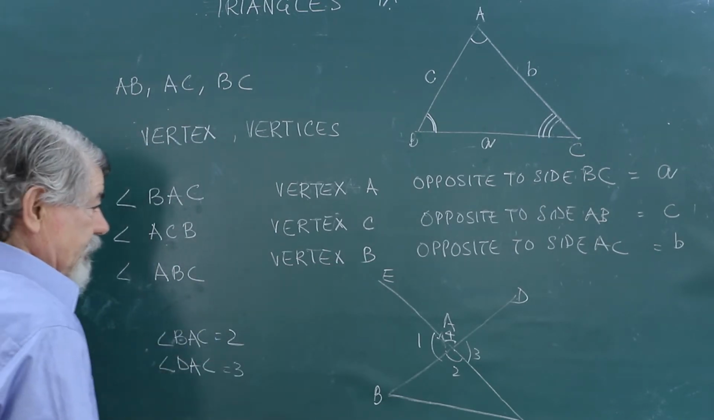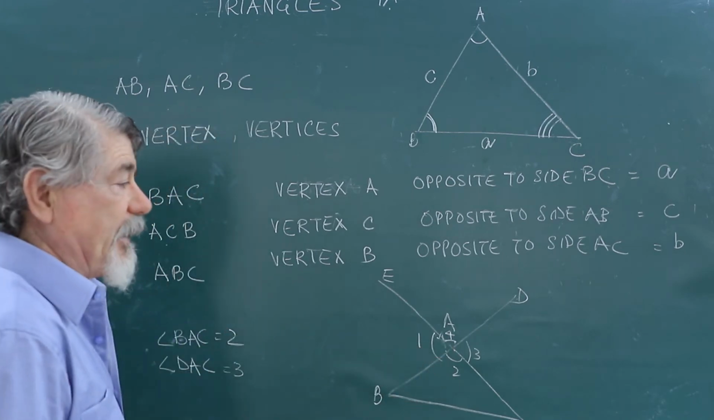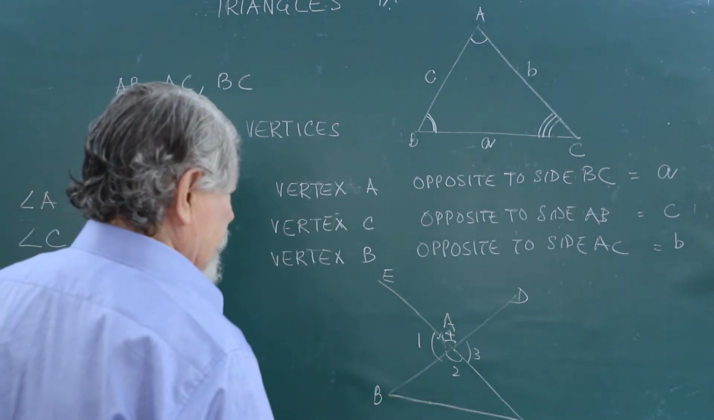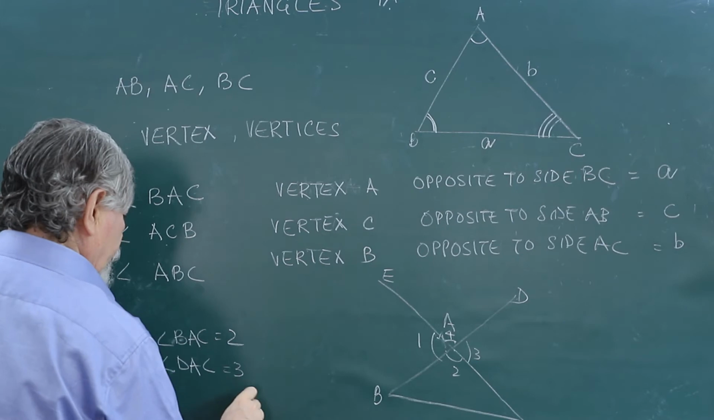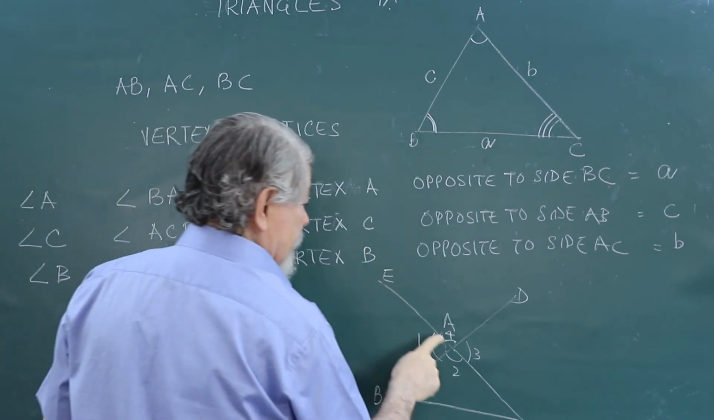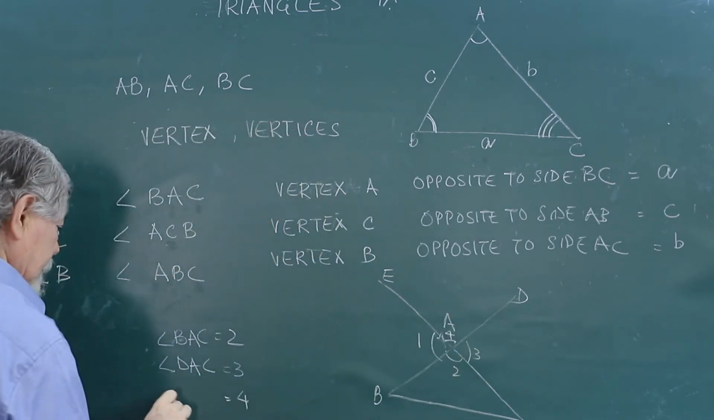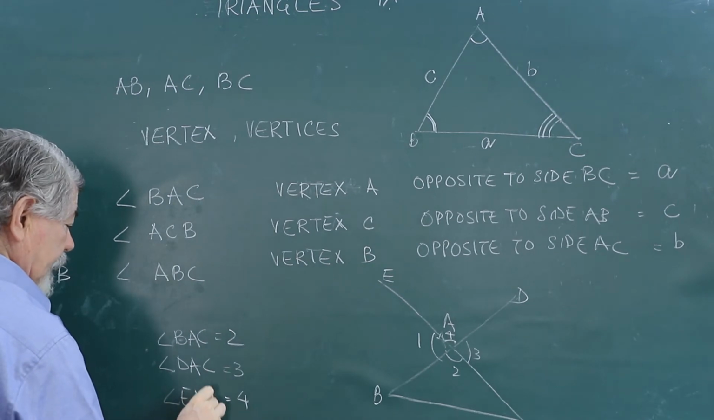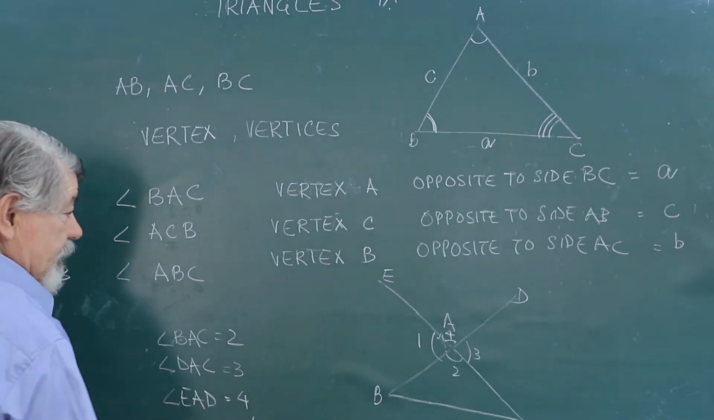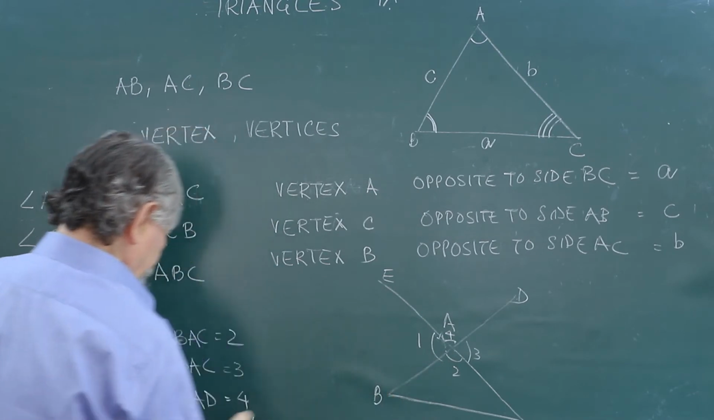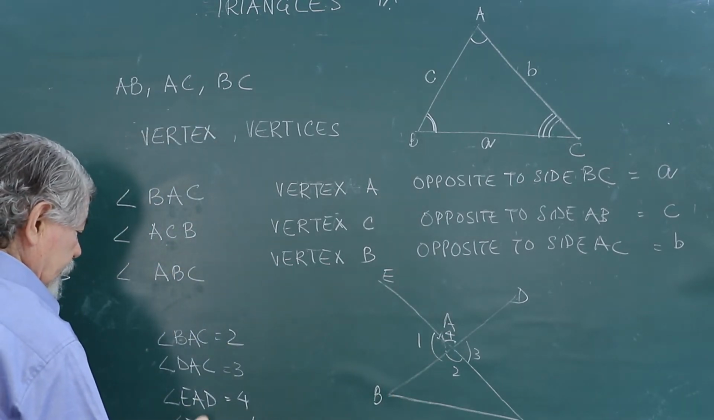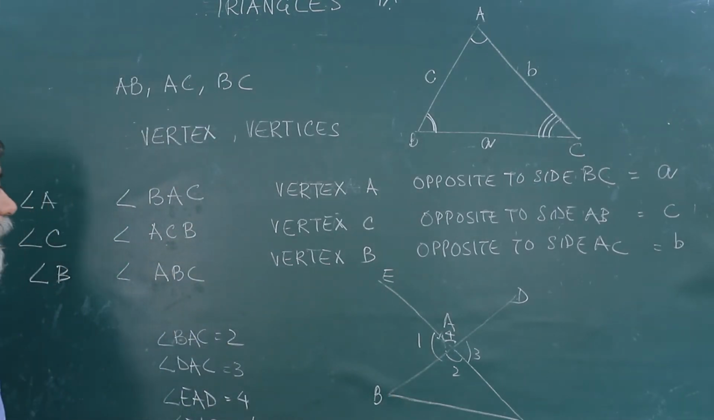Vertex should always come in the center, because at A I am forming the angle, so A will come at the center. What is the fourth angle? The fourth angle is EAD. EAD is the fourth angle. And what is the first angle? EAB. So it is always safe to write an angle with the help of 3 alphabets instead of writing it as a single alphabet like A.